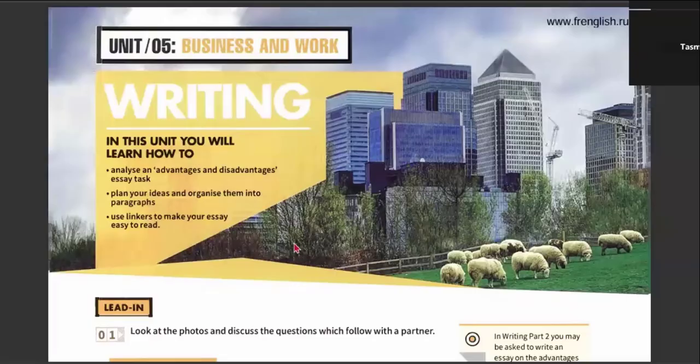Lastly, we will learn how to use linkers to make our essays easy to read. Right, so what are linkers? Do you know what linkers are? Yes, I know them. Like, therefore, also, these words, right? Right, very good. Yes, excellent.